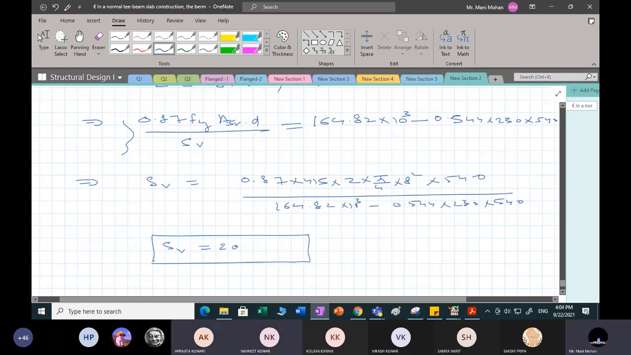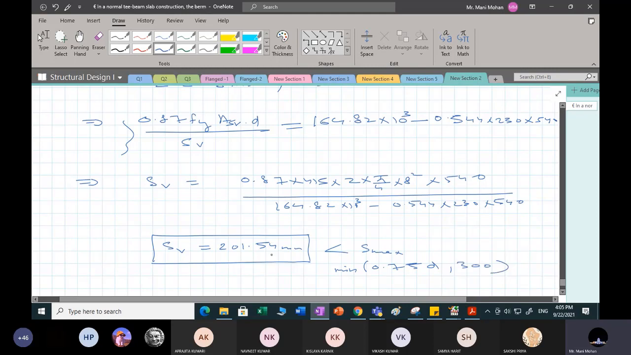201.54 millimeter. Now you need to make sure this spacing of the vertical stirrup has to be less than the maximum spacing. And you know what is the maximum spacing? It is the minimum of 0.75 times effective depth D, comma 300 mm, whichever is less.